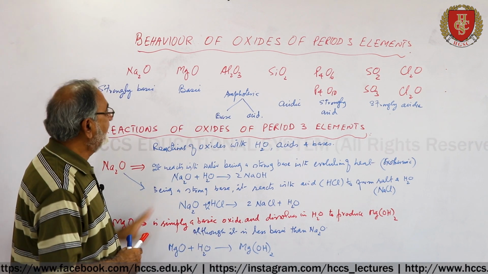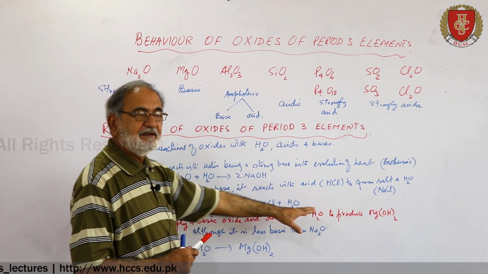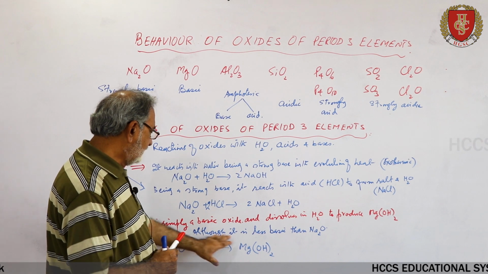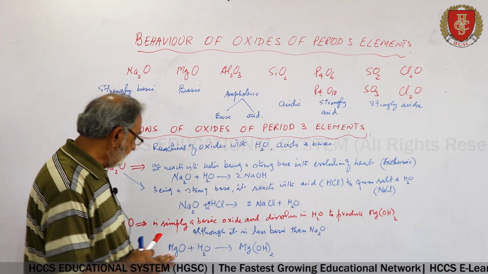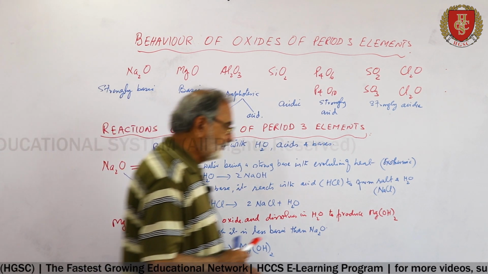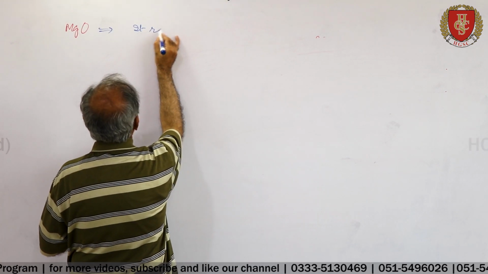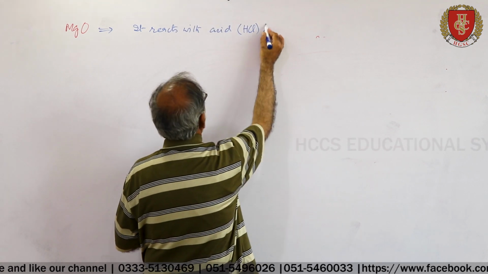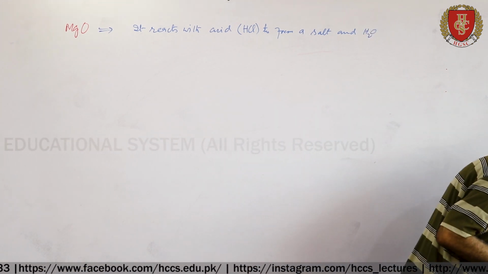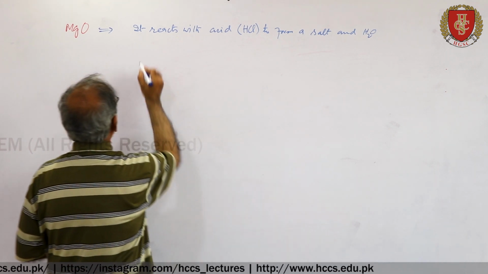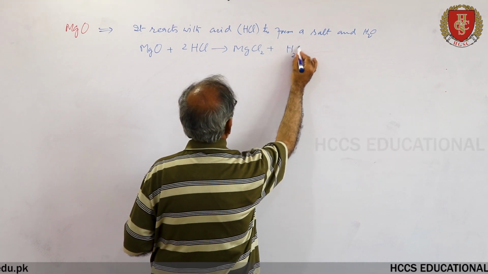Then the magnesium oxide, which is also basic but is simply a basic oxide, dissolves in water to produce a solution of magnesium hydroxide, although it is less basic than sodium oxide due to relatively weak bonding. Magnesium hydroxide reacts with acids to form a salt and water. Suppose if you take MgO plus HCl gives MgCl2 plus H2O.